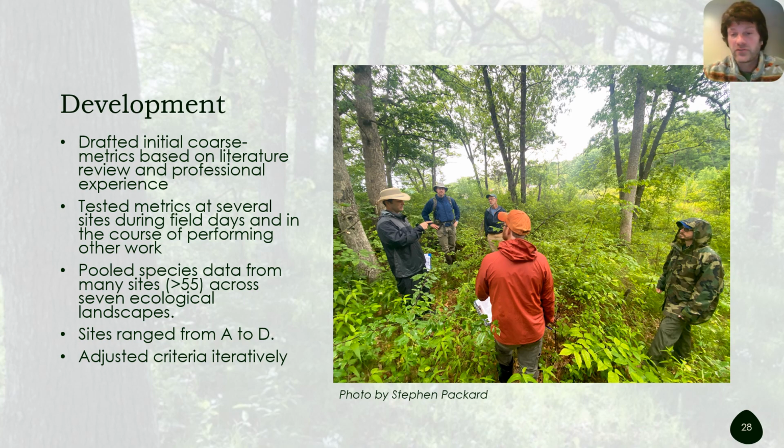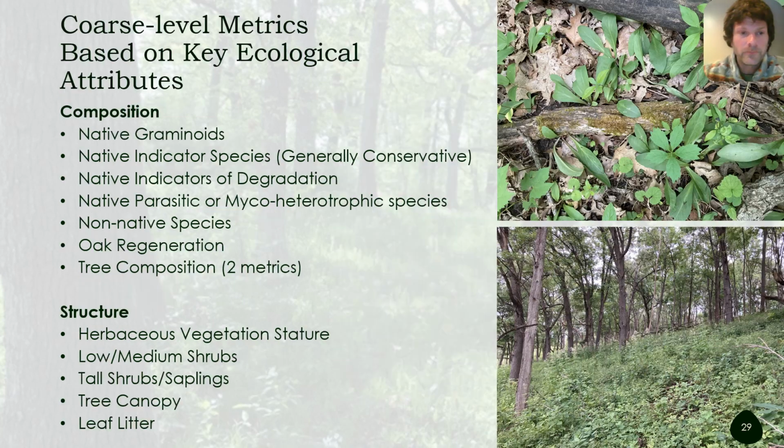We pooled data from a bunch of sites, at least 55 from across 7 different ecological landscapes in Wisconsin. So a huge range of different oak woodland types, and looked at what species we were seeing in these historical oak woodland sites that were associated with the highest quality sites or sites that at least had an oak woodland history. The sites we looked at ranged in quality in our assessment from A to D, in terms of that letter grade ranking. So from the highest quality to very impaired. And we adjusted criteria iteratively as we went through this process and visited more sites and got comments from people.